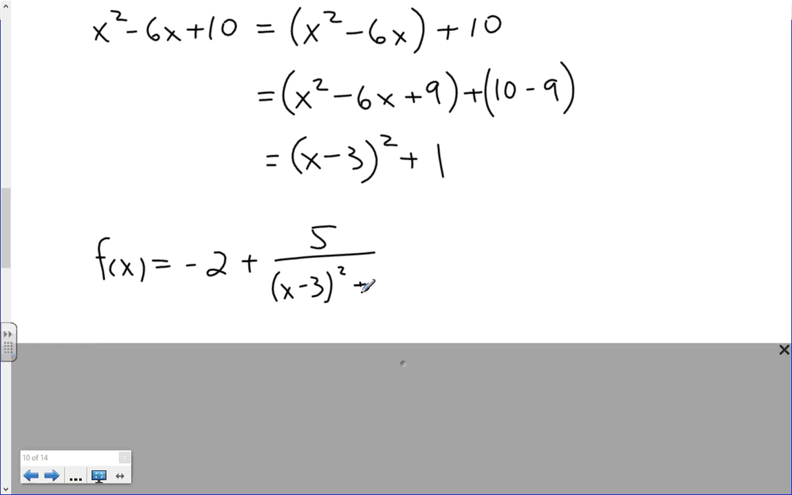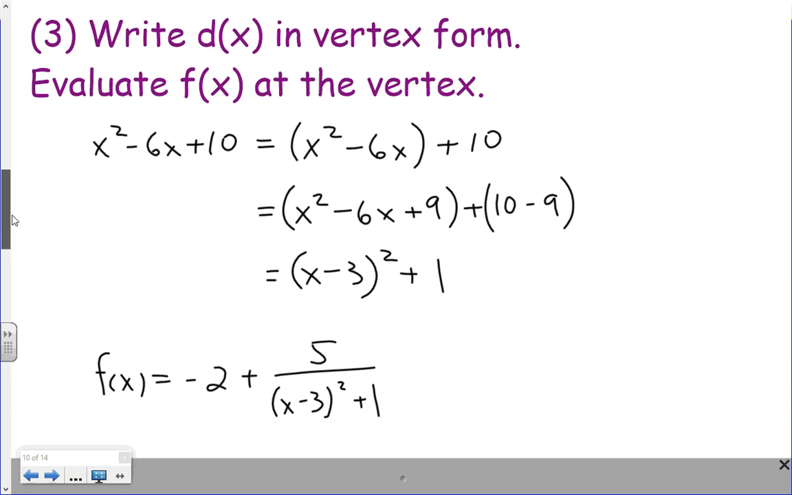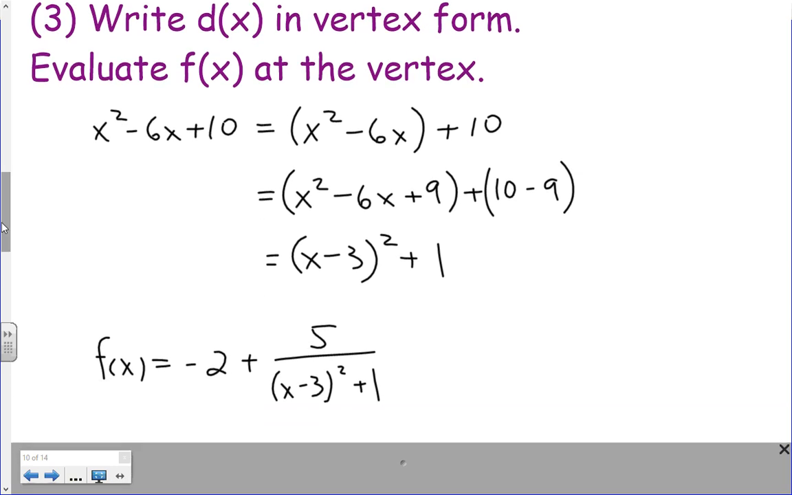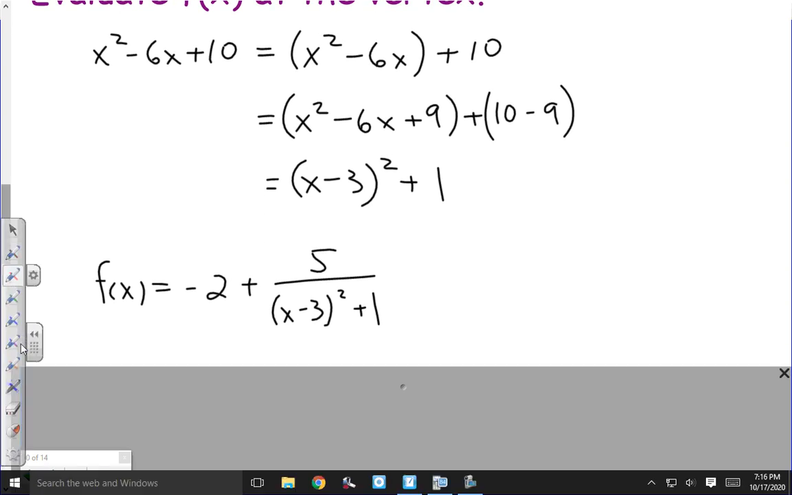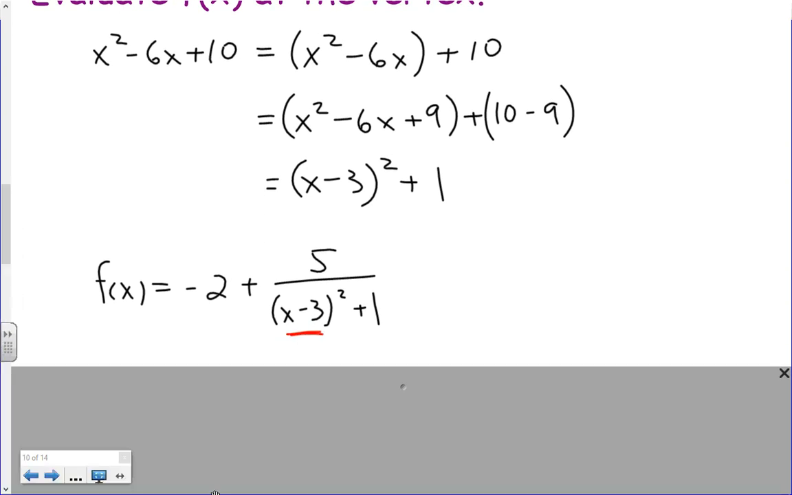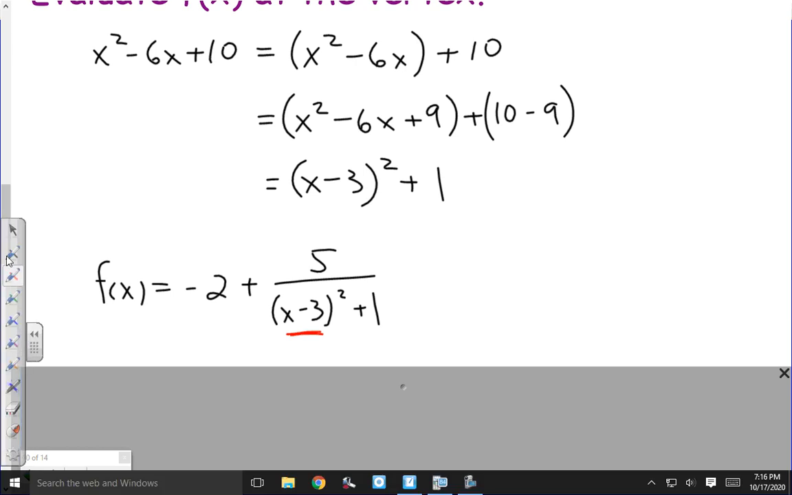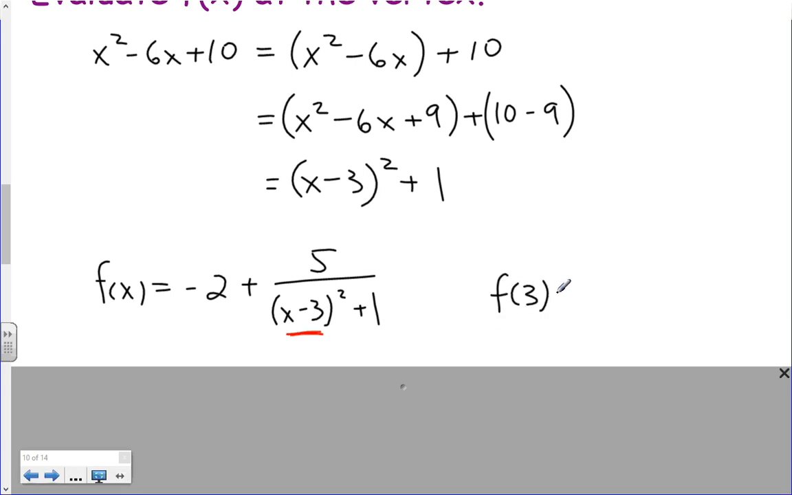Now, it might not seem like an obvious step, but the fact that we had no discontinuities is what leads me to write it in its vertex form. And what's interesting is that we want to evaluate f of x at the vertex. If you look at your vertex here, the 3 in x minus 3, x equals 3 is my vertex. So the question is, what is f of 3 equal to? Our resulting graph is going to have a vertex, and if I evaluate this at 3, it'll tell me the corresponding y value.